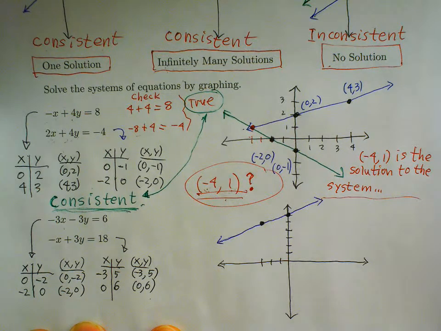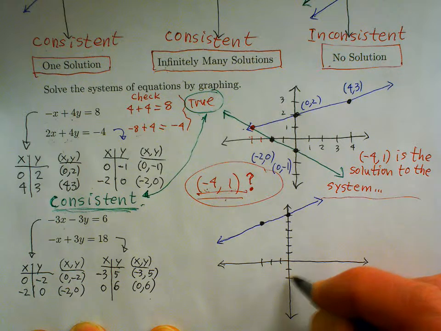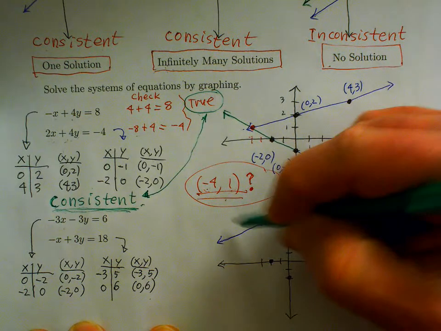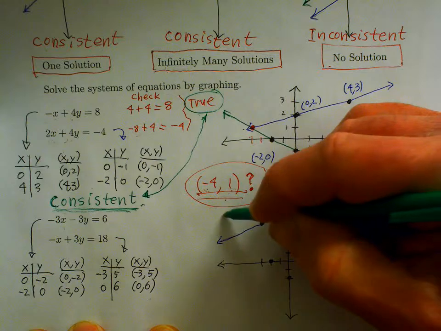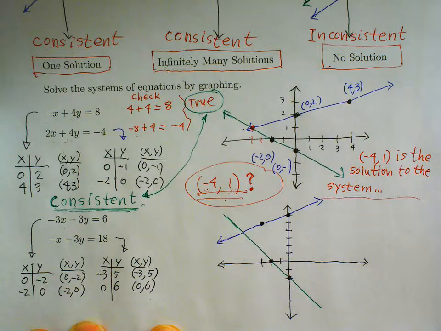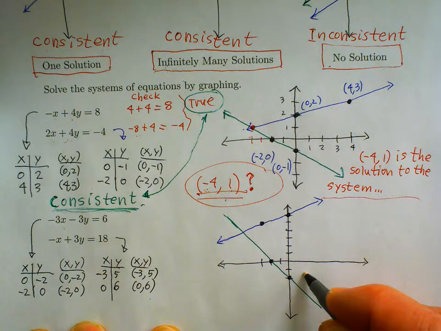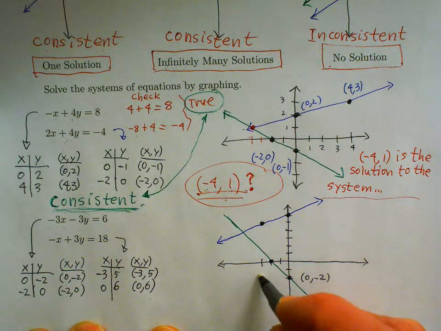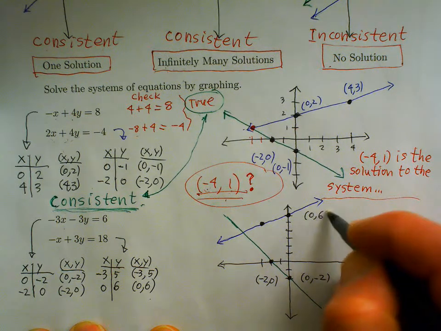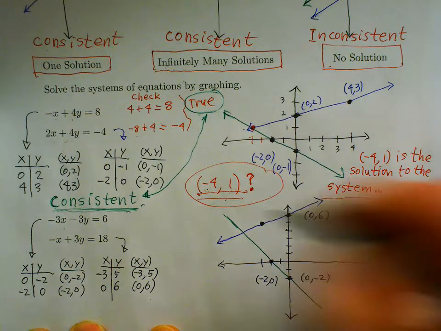And the other line, 0, negative 2, and negative 2, 0. So now we draw a line through those 2 points. Okay, I'll label these points. This is 0, negative 2, negative 2, 0, 0, 6, and negative 3, 5.